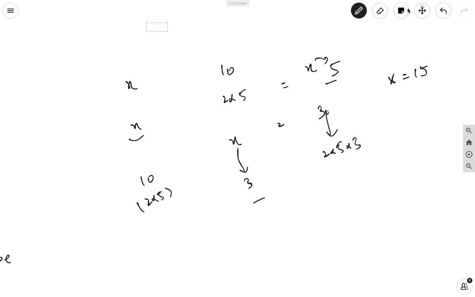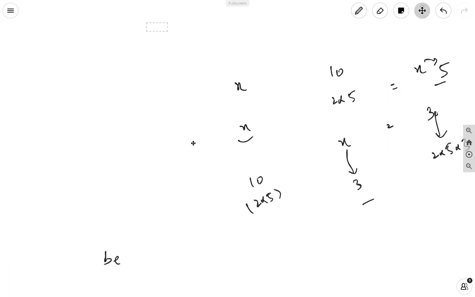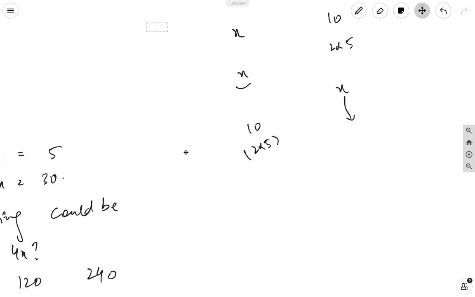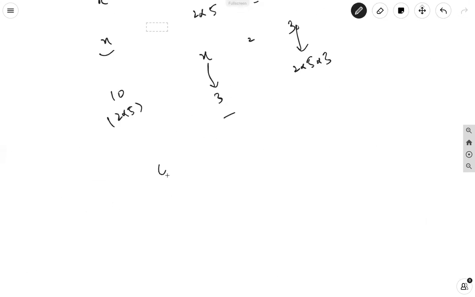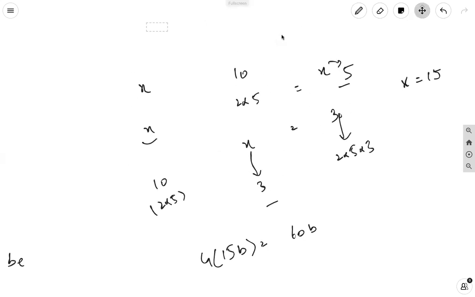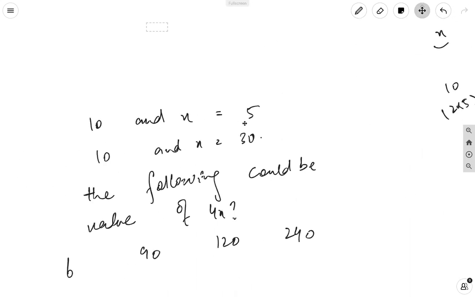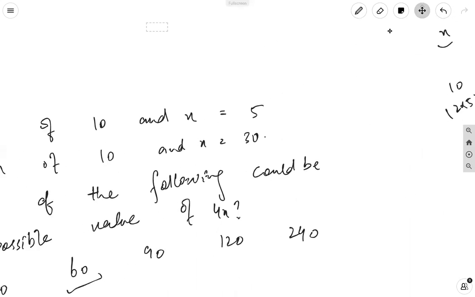So what exactly is the question asking? The question asks which of the following could be the possible value of 4x. So x is a multiple of 15, so 4x will be equal to 60, some multiple of 60. But there is one more thing to see, that it can never be an even multiple of 60, because if this is an even multiple of 60, the HCF of 10 and x will not be 5.